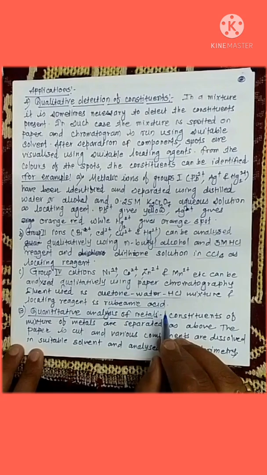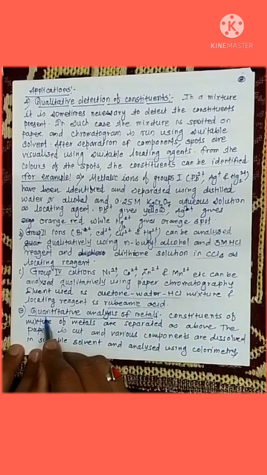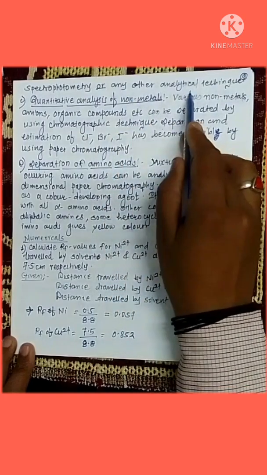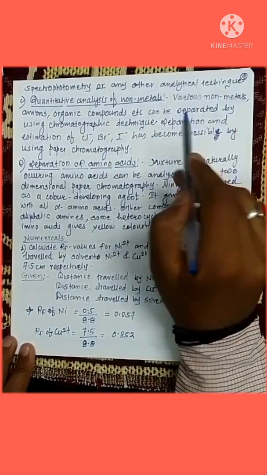Paper chromatography can also be used in quantitative analysis of metals. Constituents of the mixture of metals are separated as above. The paper is cut and the various components are dissolved in a suitable solvent and analyzed using colorimetry, spectrophotometry or any other analytical technique.